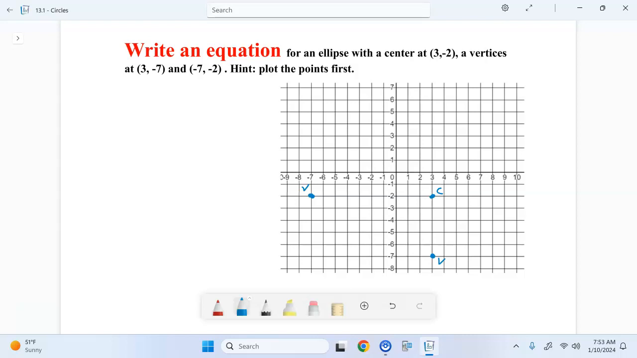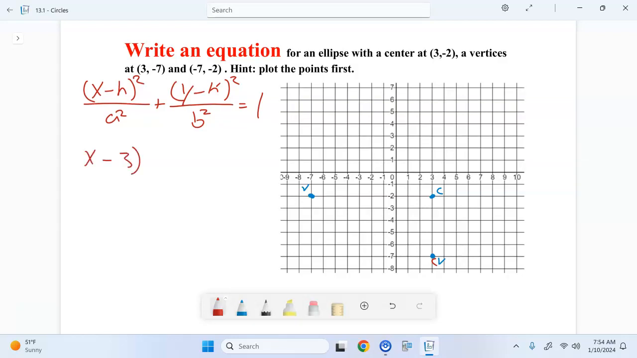The one to the left. How do we know the one to the left? Further away from our center. Okay? Further away from our center is our major vertice, which makes this one our co-vertice. Is our major axis horizontal or vertical? Horizontal, so we're going to use that same equation from last time. X minus h squared over a squared plus y minus k squared over b squared equals 1. Okay, we've got center already. We can go ahead and plug in h and k. We just need to find a and b.